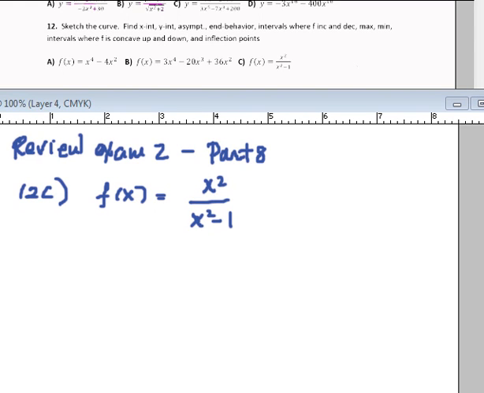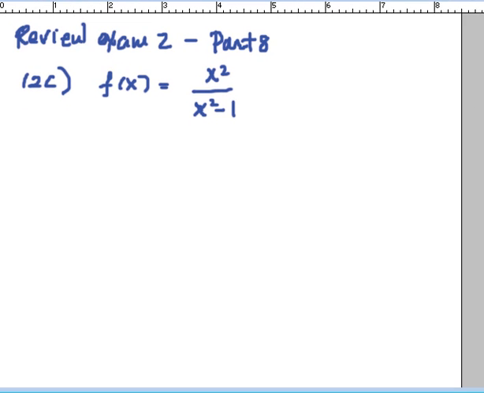Okay, let's look at the last example. We have f of x equal x squared over x squared minus 1. All right, so we want to first look at information from f of x, as usual.